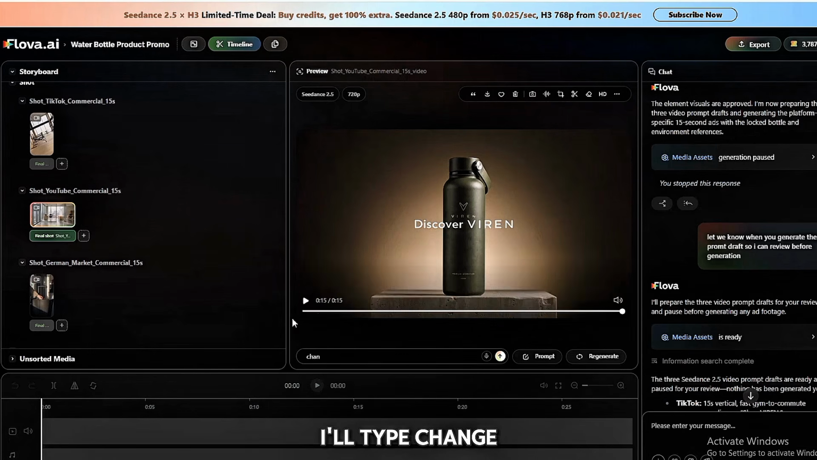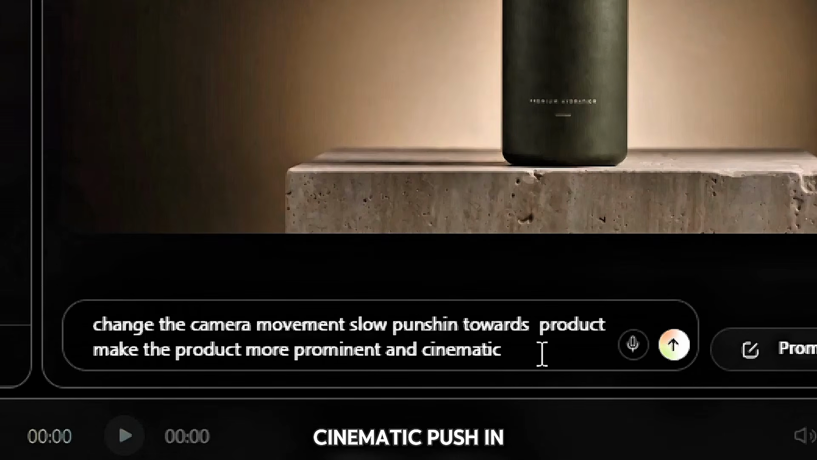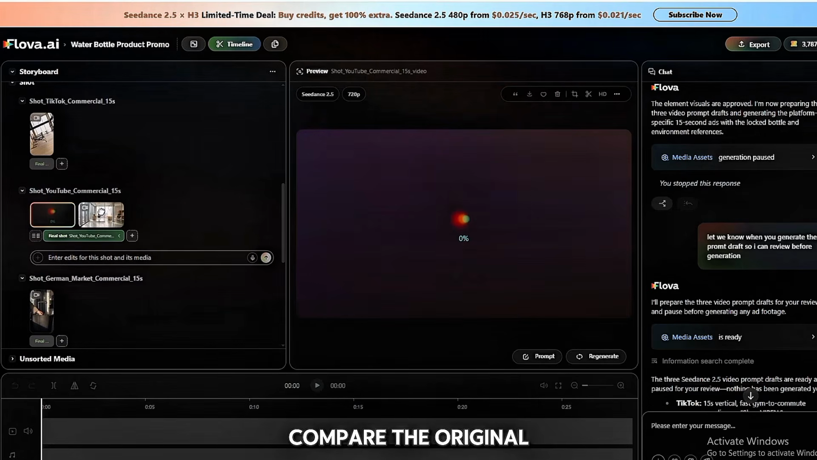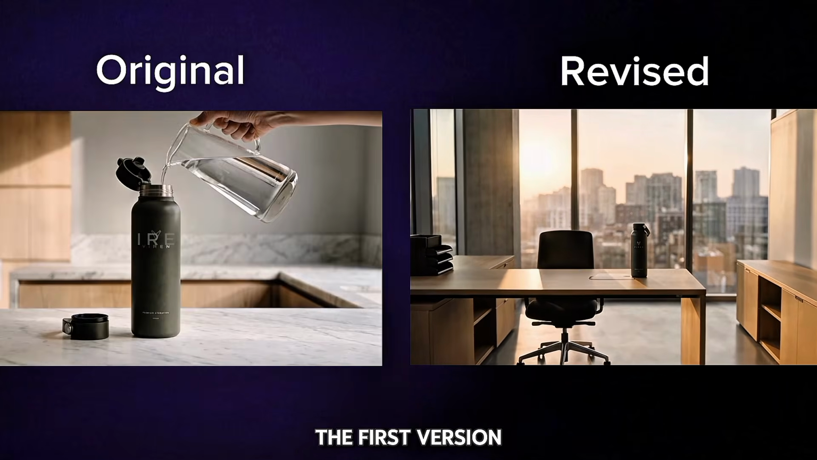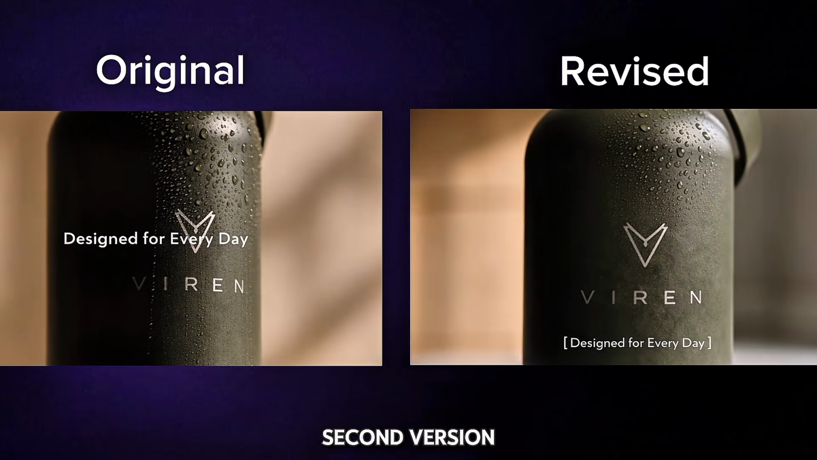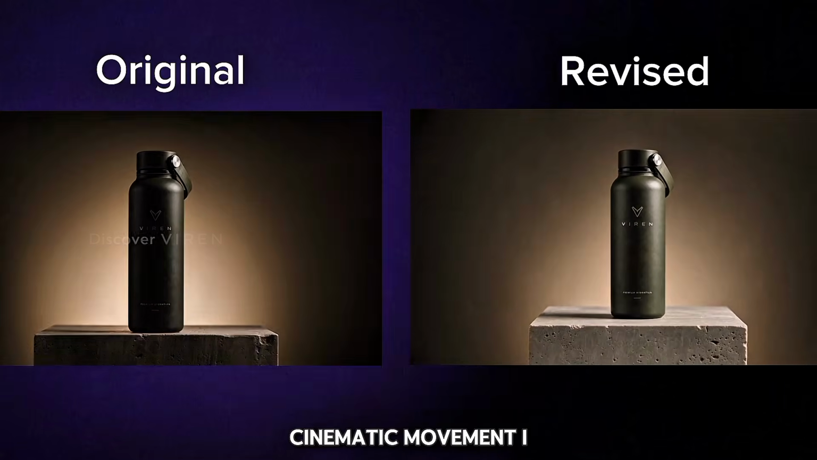I'll type "change the camera movement" to a slow cinematic push in toward the product. Then I hit generate. Now I can compare the original and revised versions side by side. The first version has the original camera movement, while the second version uses the new cinematic movement I requested.